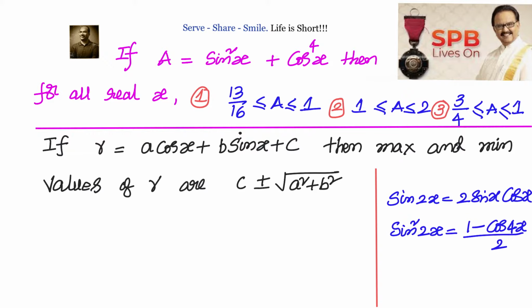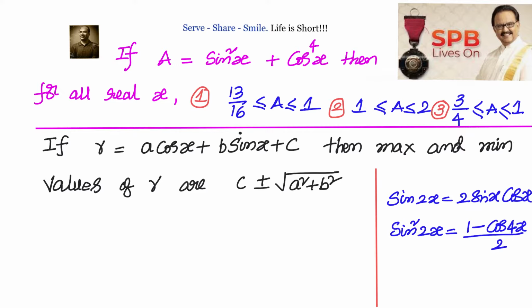Now the only problem we have is r should be in the form of a cos x plus b sin x plus c, where the powers are 1. It can be cos 2x, cos 4x, sin 2x, sin 4x, no problem. But we should have the powers as 1, whereas here we have sin square x and cos to the power of 4x. So somehow we have to use the formulas and convert that into this format so that we can apply this formula. So let's go ahead and start with that.